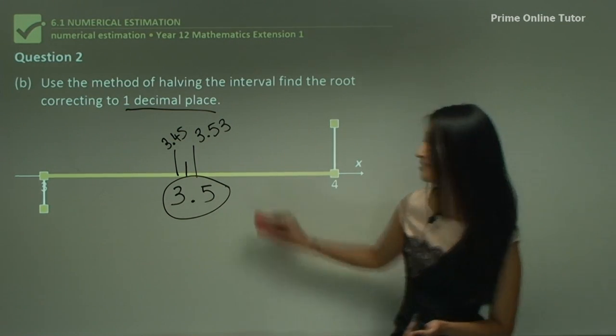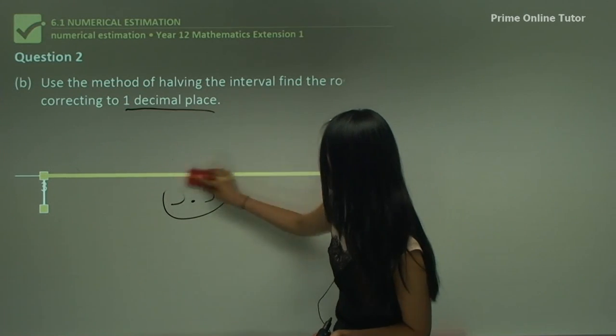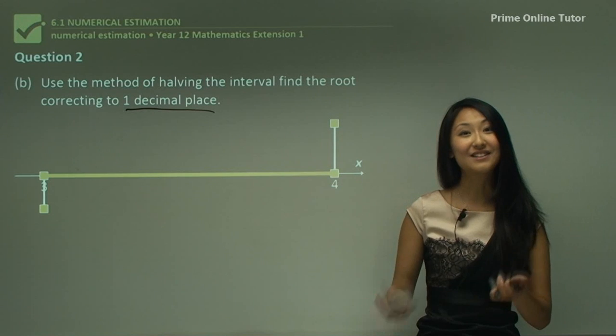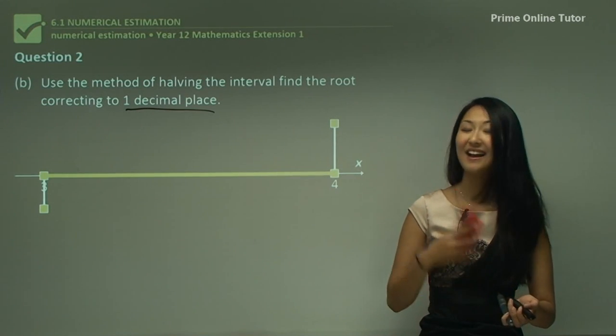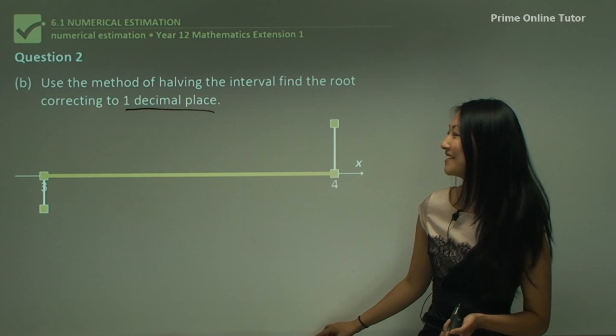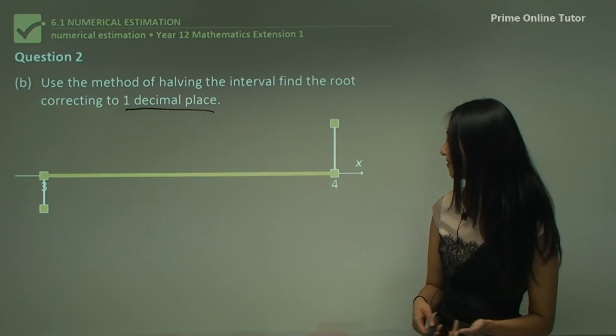Can you see that? So all you need to know for this is that you just want to find two intervals that agree to the same one decimal place. And I think that's the easiest way to think about this. All right, let's actually work out the value now instead of me just guessing over there.